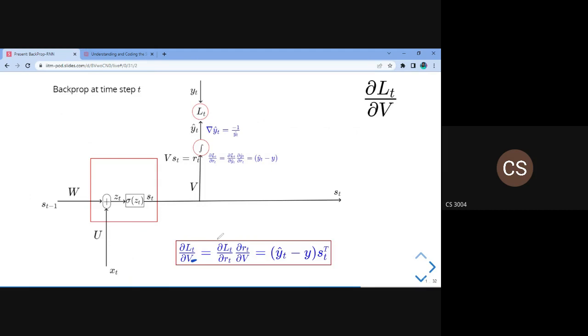But what I really want is the gradient for W and the gradient for U. So how do I go about it? Now I have the value for dou LT by dou V as well, dou LT by dou RT, and dou RT by dou V. These are all the gradients that we are simply computing along this pathway. So it's not really a big deal. Now let's move on to the next.